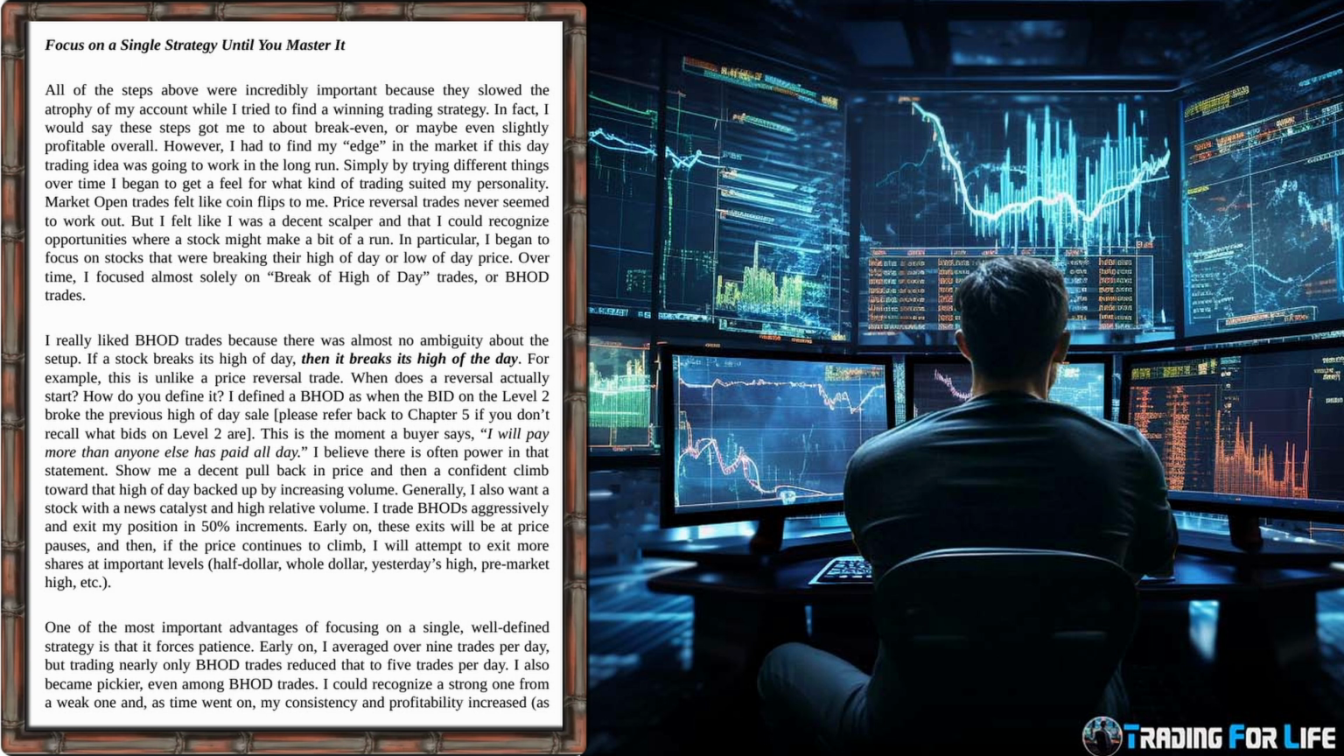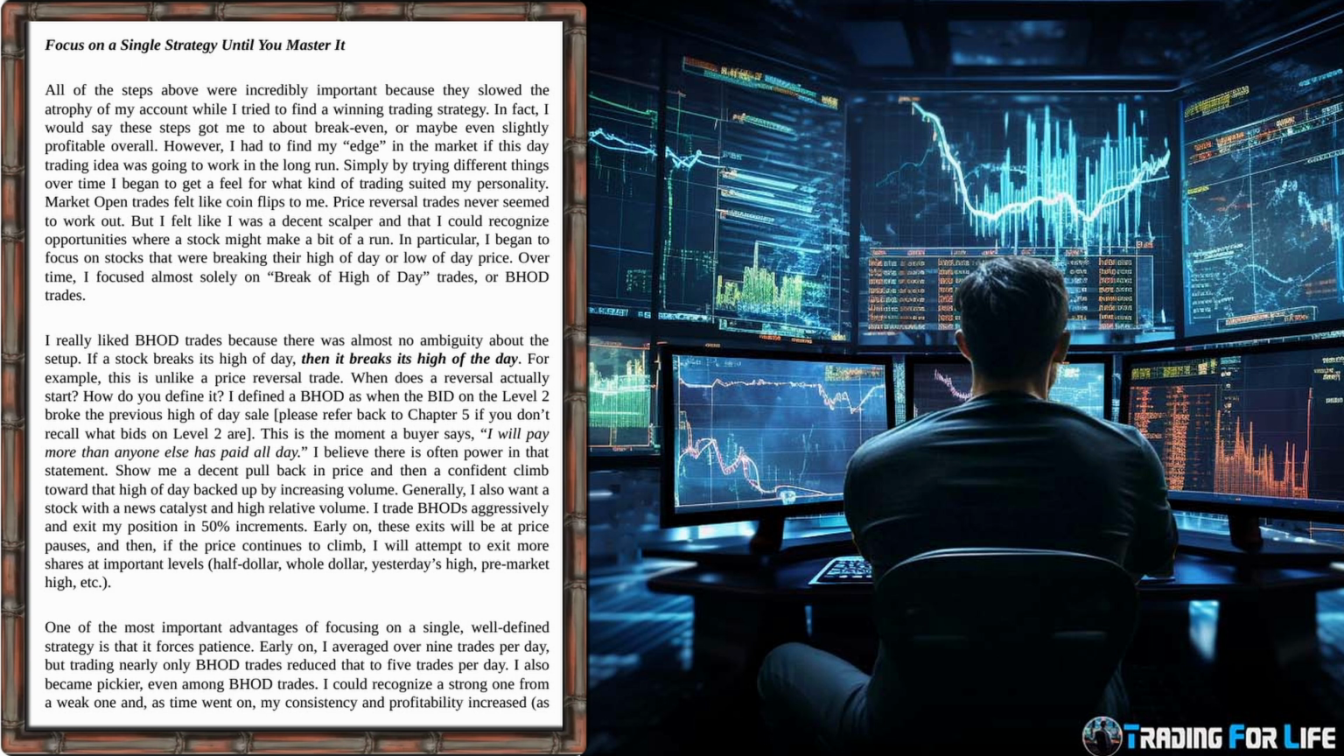I really liked BHOD trades because there was almost no ambiguity about the setup. If a stock breaks its high of day, then it breaks its high of the day. For example, this is unlike a price reversal trade. When does a reversal actually start? How do you define it? I defined a BHOD as when the BID on the level 2 broke the previous high of day sale. Please refer back to chapter 5 if you don't recall what bids on level 2 are. This is the moment a buyer says, "I will pay more than anyone else has paid all day."